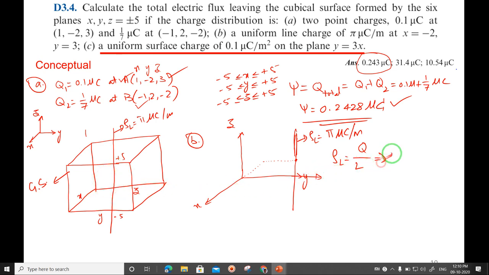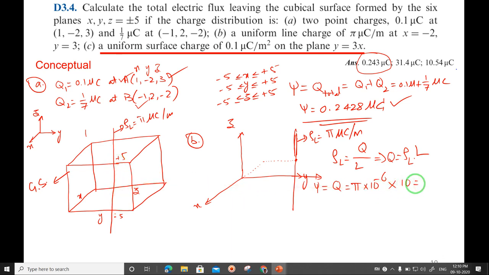So Q is equal to the line charge density rho L times the length of the line charge. The length of the line charge is from -5 to +5. I should not consider the line charge outside the top surface and the bottom surface. I have to find how much line charge is enclosed within this. So Q is also equal to psi, both are one and the same. Rho L is pi into 10 power -6 microcoulomb per meter. Then what is the length of the line charge? That is 10 units.